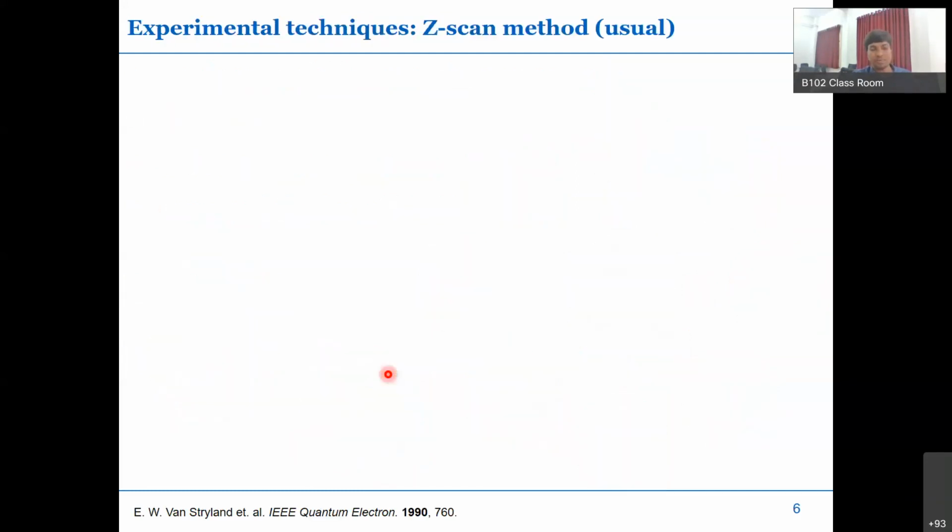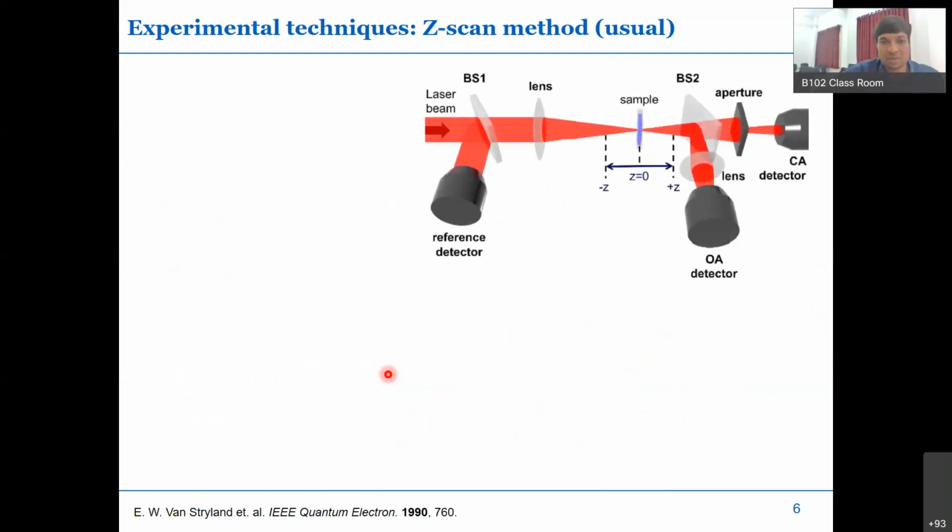The most famous method to estimate the multi-photon absorption cross-section is the Z-scan method. I hope some of you might be aware of it. This is a very brief schematic. When the laser beam comes in, you have a partial mirror, where there is a partial passage to a reference detector, as well as the light passing through a lens, where it gets focused and then defocused.